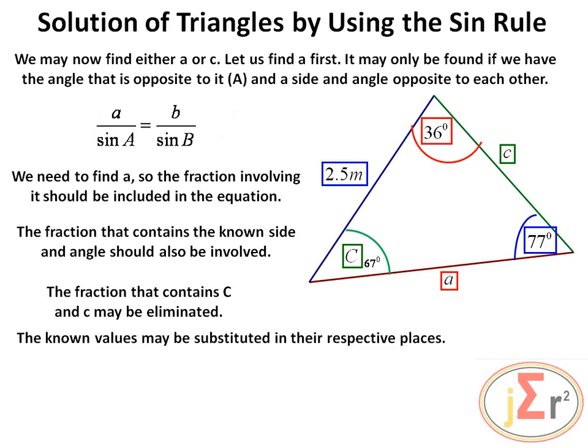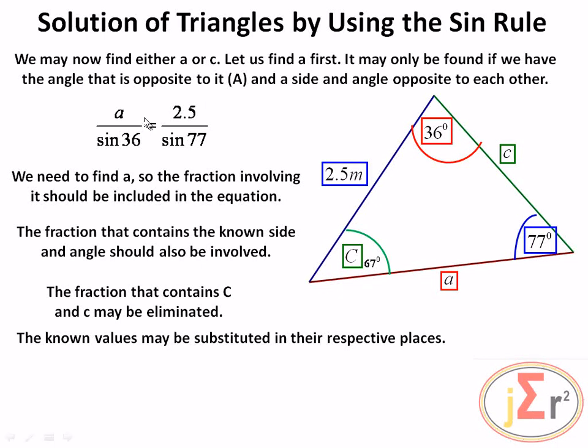The known values may be substituted in their respective places. So we have a formula and the known values are going to be inserted in their respective places. Of course, what do we know? A over sine 36 is equal to 2.5 over sine 77. We have the known opposite to each other, and of course they form one of the fractions. Sine 36 and sine 77 are always known because you can consult trigonometrical tables and also your scientific calculator and you'll get those answers.